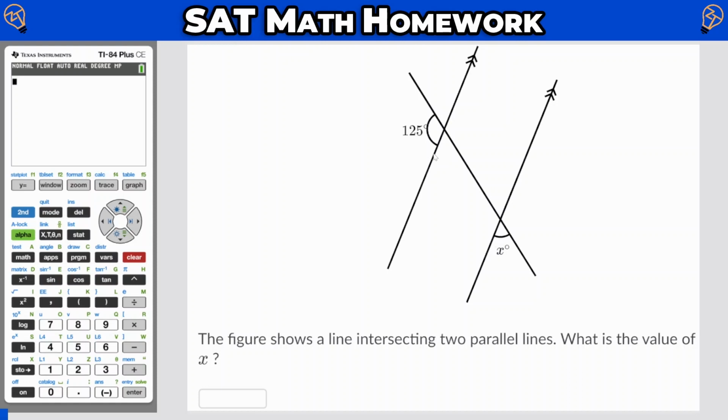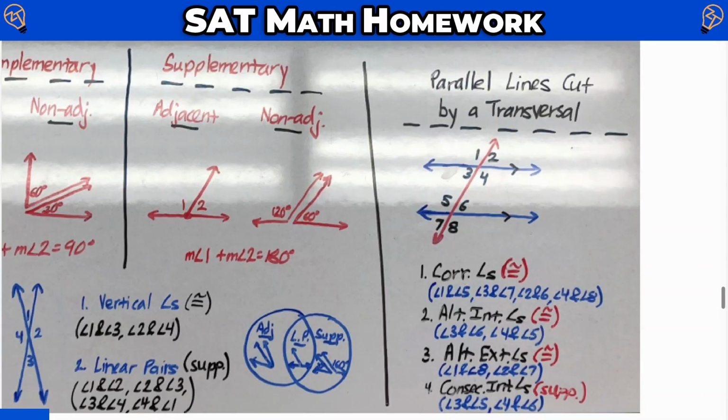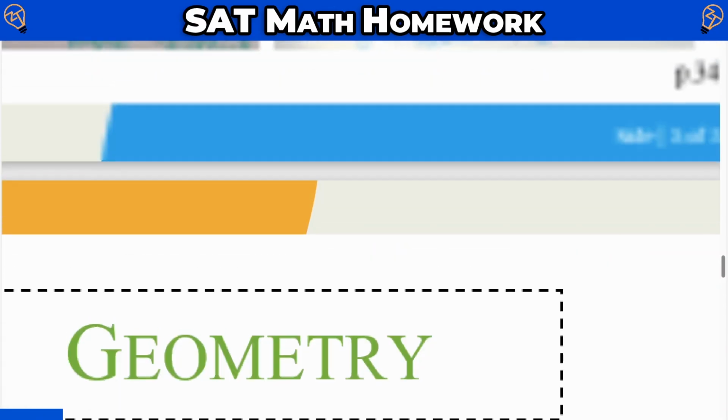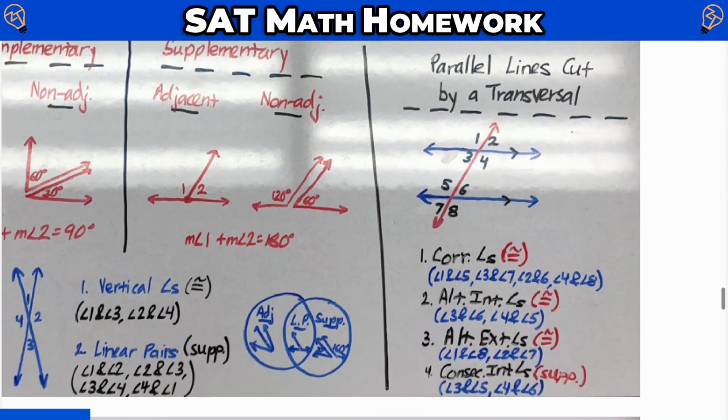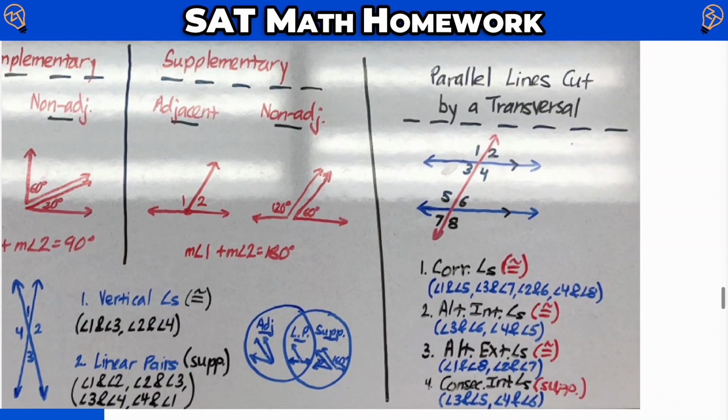So keep in mind, whenever you have parallel lines cut by a transversal, you have any one of these four angle relationships that's located on the back side of page 34, so side 4 of our math reference document. So you really want to familiarize yourself with these four relationships and the fact that if they're corresponding angles, alternate interior, or alternate exterior angles, the conclusion is they're congruent. However, if they're consecutive interior angles, then the conclusion is they're supplementary.